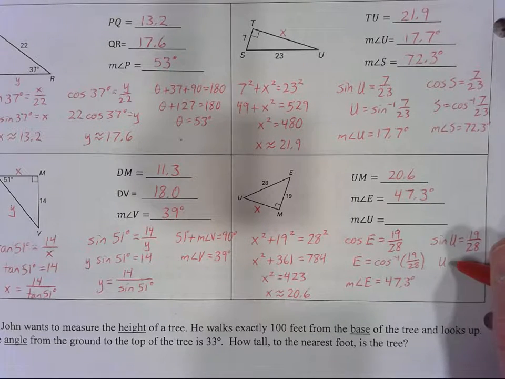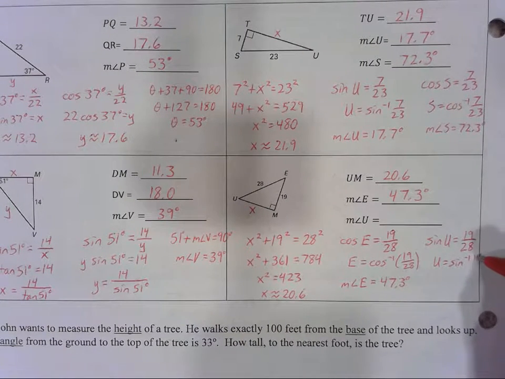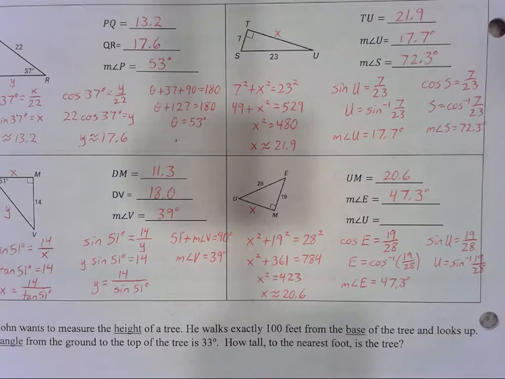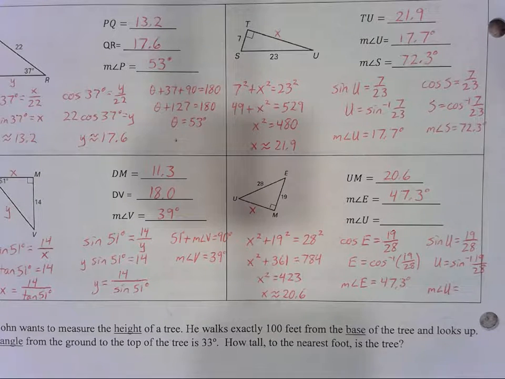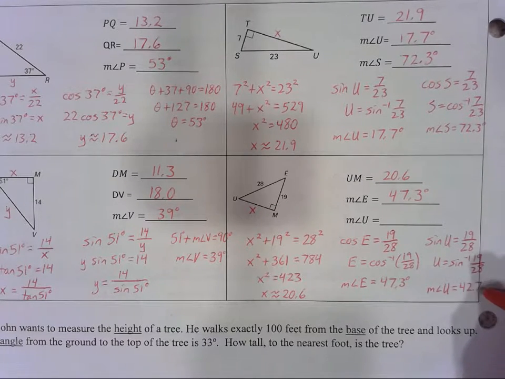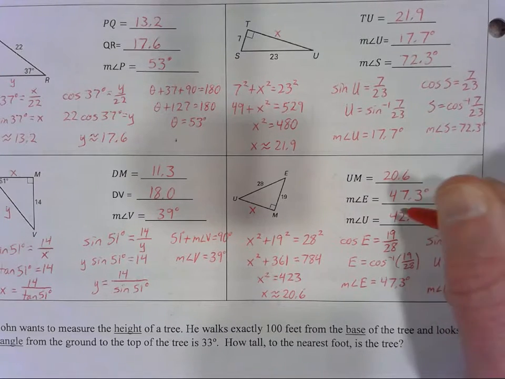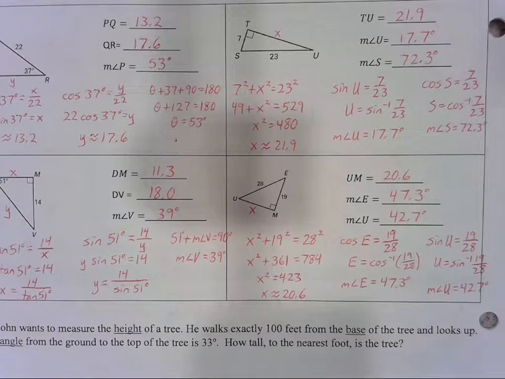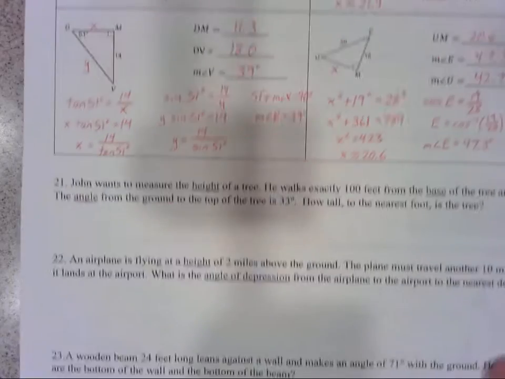So to get U by itself, we do the inverse sine of 19 over 28. And so the measure of angle U is equal to inverse sine of 19 divided by 28, 42.7 degrees. So that's solving the triangles. So now we go to some word problems.